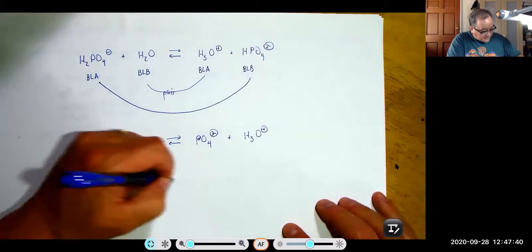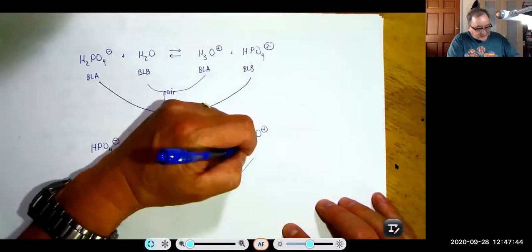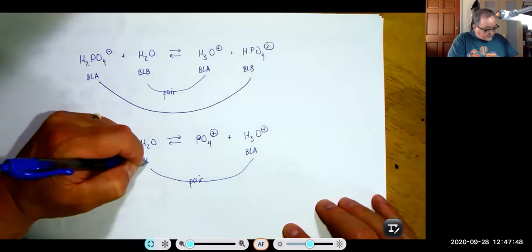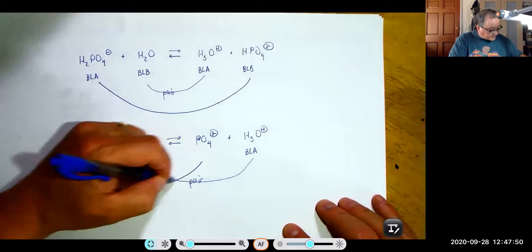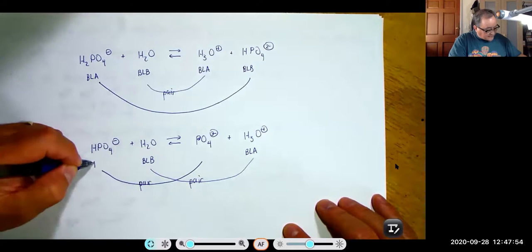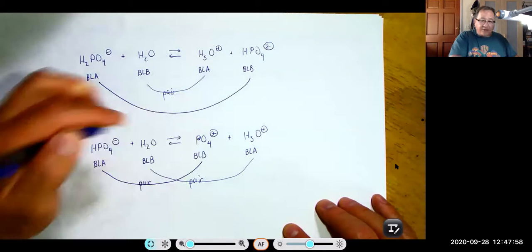This is a pair. This is the Bronsted-Lowry acid because it has more hydrogens. And this is the Bronsted-Lowry base. And this is a pair. And this is the Bronsted-Lowry acid. And this is the Bronsted-Lowry base. This is the acid because it has more hydrogens.